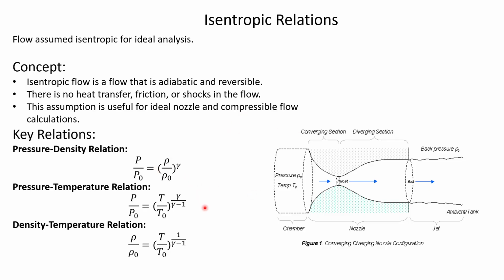The key relations come from the isentropic equation. Pressure and density are linked through this equation. Density and temperature are linked through this equation, and density and temperature are related by that equation. These equations help us predict how the flow properties change inside the nozzle. You can also see in the picture a converging diverging nozzle configuration, and how the pressure, temperature and densities are linked together.